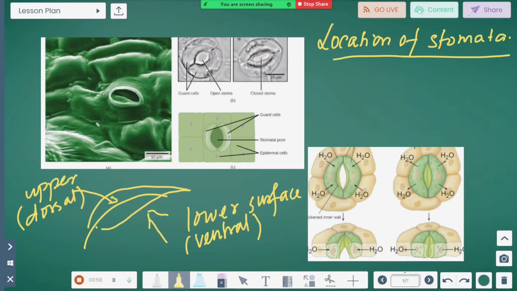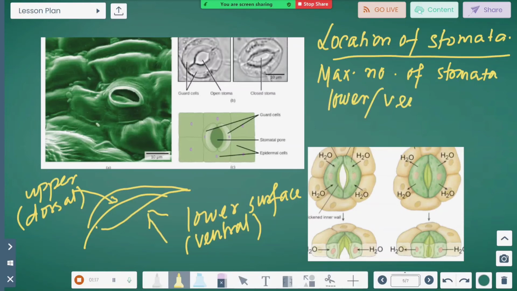So generally, if it is asked where the stomatal apparatus or the stomata are located, yes, on the surface of leaves, but the maximum number, or most abundant number, of stomata are seen in the lower surface, or the ventral surface of the leaf. I hope this is clear. So if you are asked what is the location of stomata, the maximum number of stomata are found in the lower or ventral surface of the leaf.